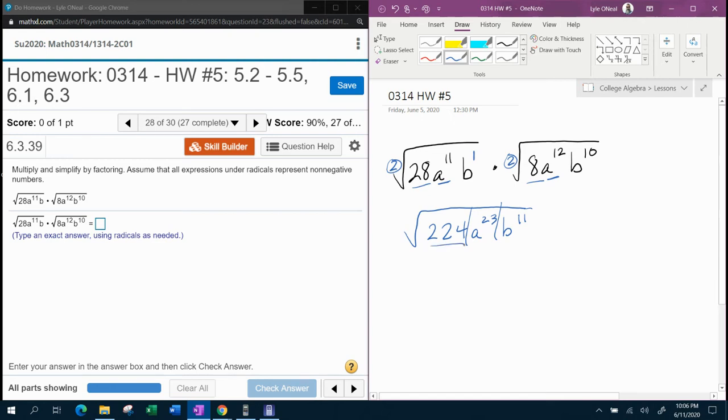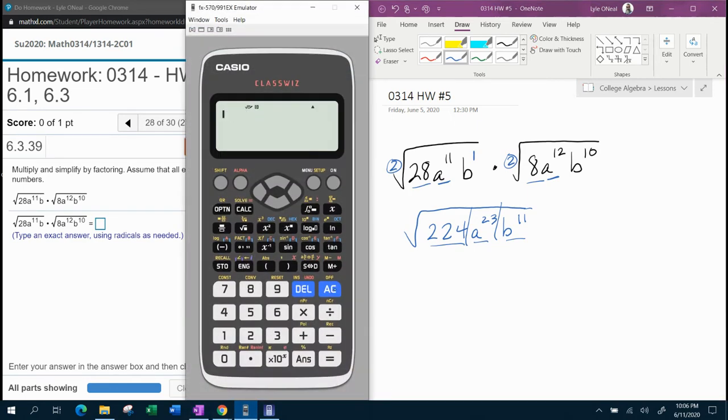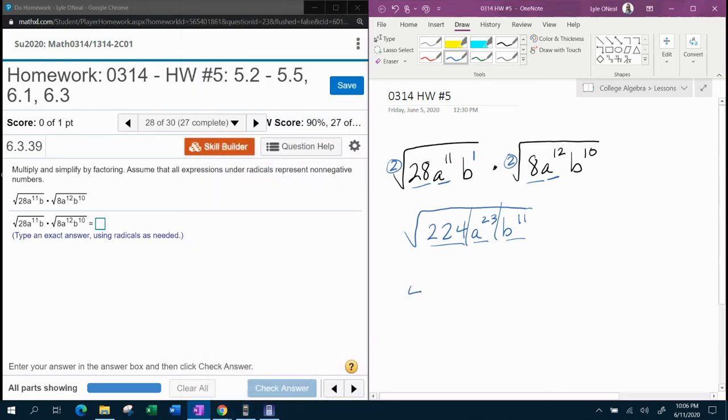Now then, we're going to have to simplify each piece separately. We're going to do the square root of 224, and then we're going to simplify the a and the b separately. Now it turns out that the Casio ClassWiz does a fantastic job of simplifying square roots. So if we type in the square root of 224, notice that the Casio ClassWiz is going to give us the answer in simplest radical form. So that means that we're going to have a 4 out front and a 14 underneath if I simplify the square root of 224.